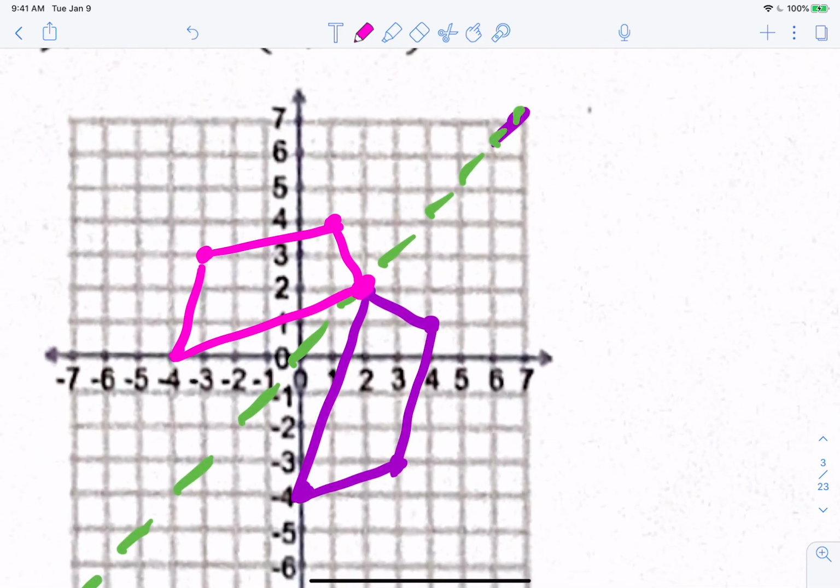The green dotted line is the line Y equals X. He's flipped across there. Not too bad.